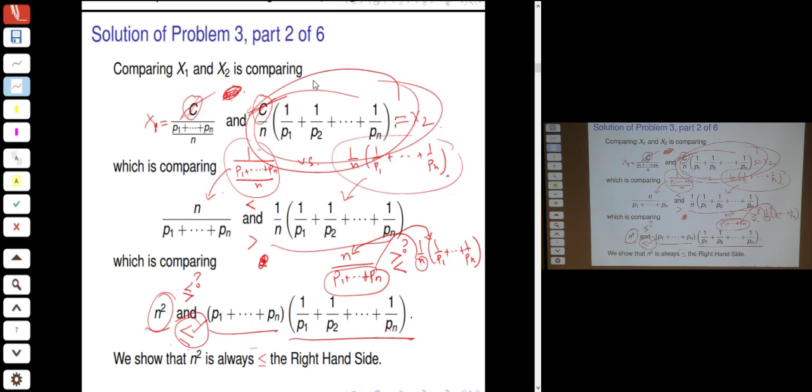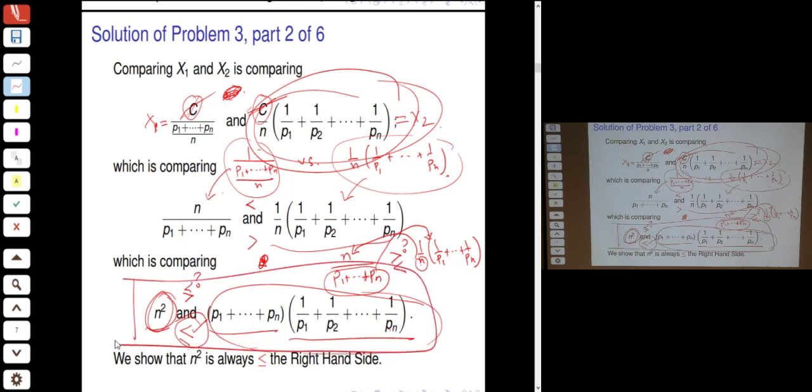Pn etc. are the prices of shares respectively during month 1, month 2, up to month n during this n month period, then comparing the first option and the second option is the same as comparing n squared and (P1 plus P2 up to Pn) times (1 over P1 plus 1 over P2 up to 1 over Pn). So we want to compare these two quantities and understand which one is bigger.